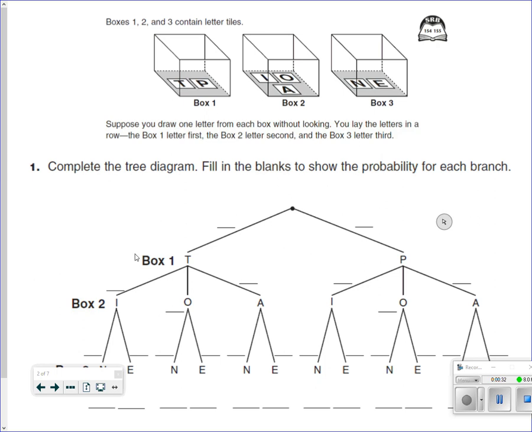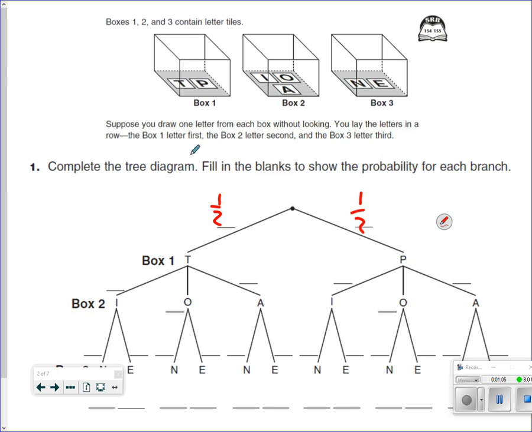Let's take a look at box 1. We have a T and a P. So what are the chances of getting a T or a P? Well, it's a 50-50 chance, but we're working with fractions today, so we have a 1/2 chance of getting a T and a 1/2 chance of getting a P.